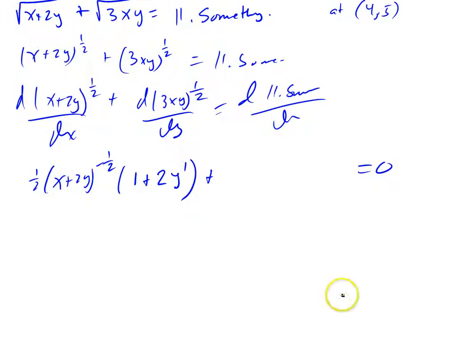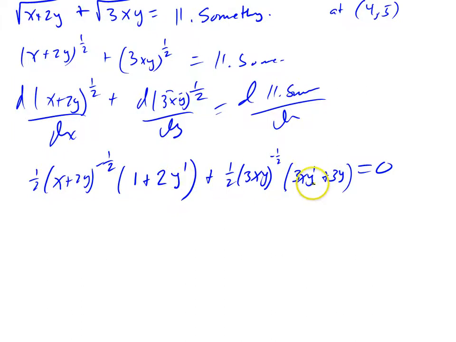Plus, same thing over here. This is also something with the half power, so 1/2 (3xy) to the minus a half power times the derivative of the inside. This is now a product, 3x times y. So I'll have 3x times y prime plus 3 times y. Right? So I thought of that as 3x and y. So that's that product.